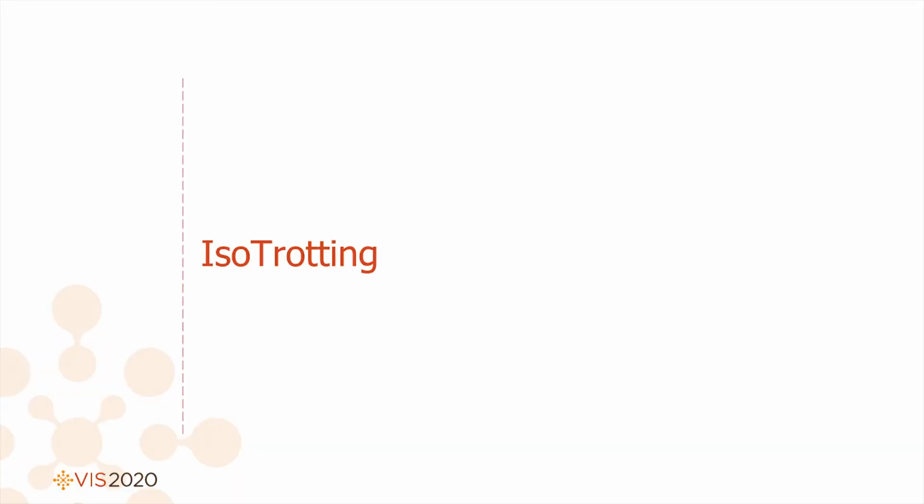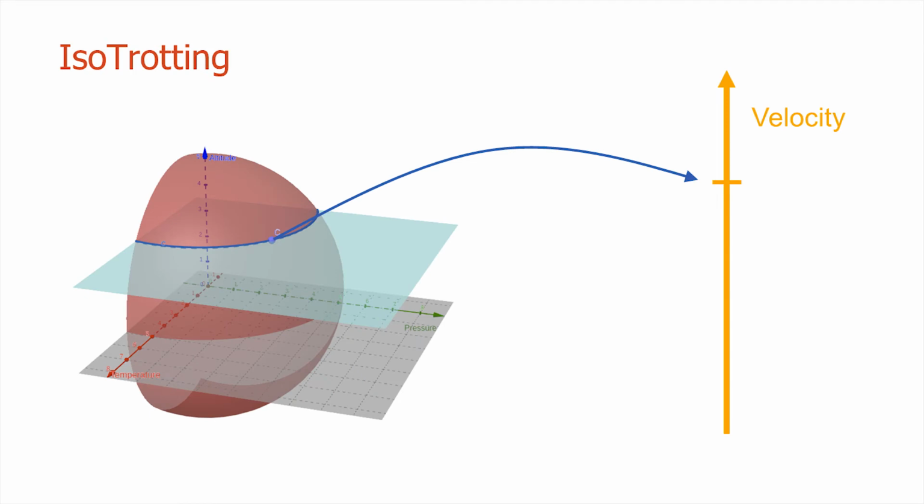Now that we've seen a small example of the method, let's look deeper into how the method actually works. We define IsoTrotting for any scalar-valued model. It enables the user to explore the isosurface in the parameter space. The isosurface in the parameter space corresponds to a set of parameter values that results in the same or similar outcome. The isosurface is explored by traversing along iso lines, effectively exploring the interplay of two parameters.